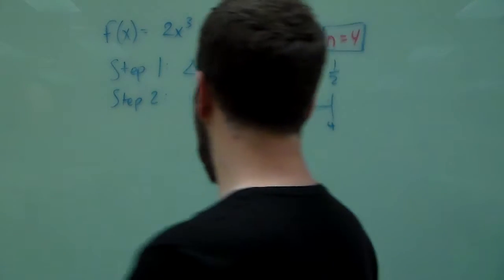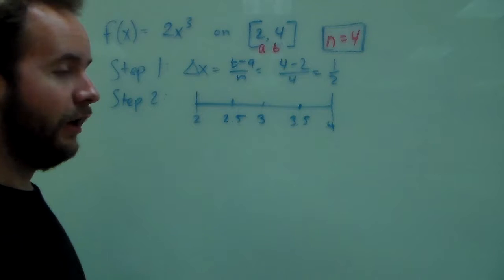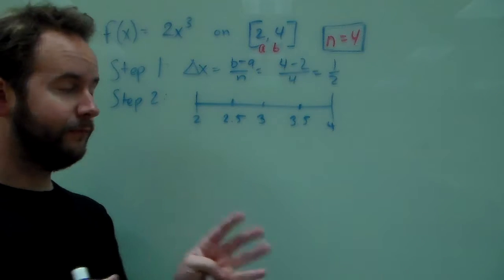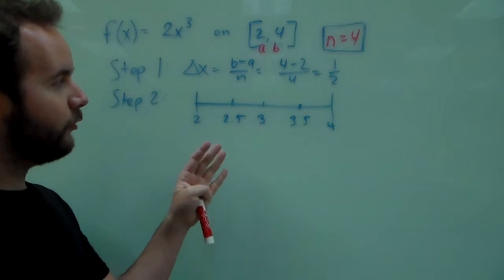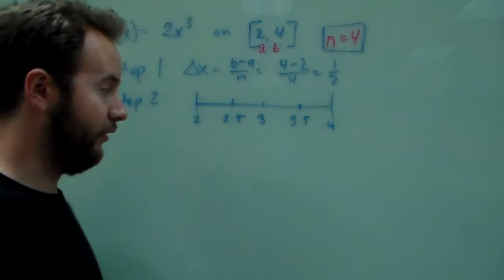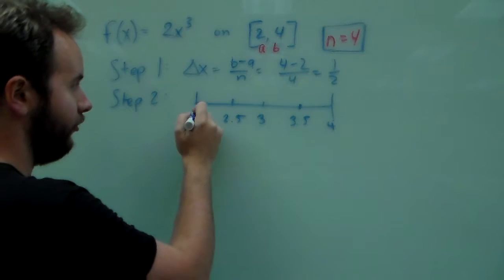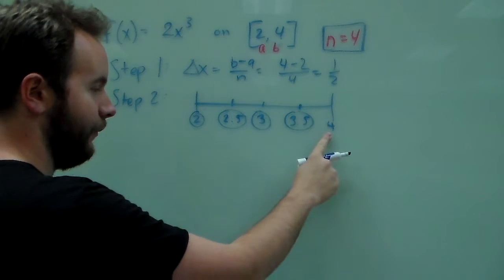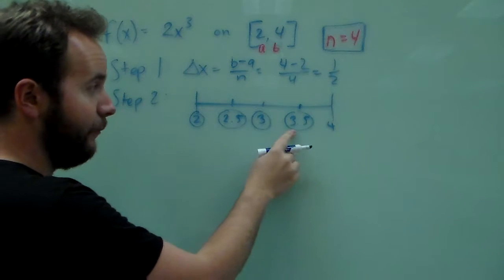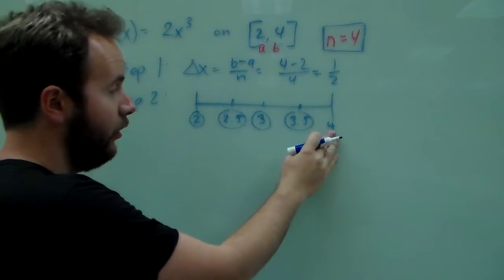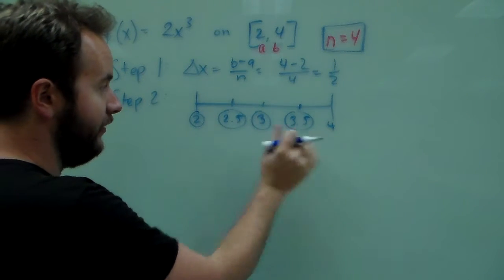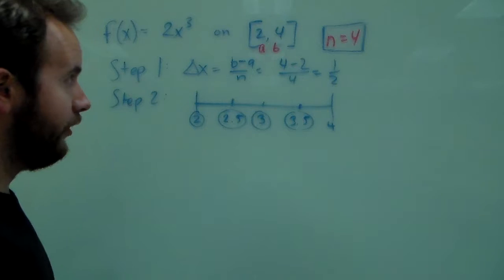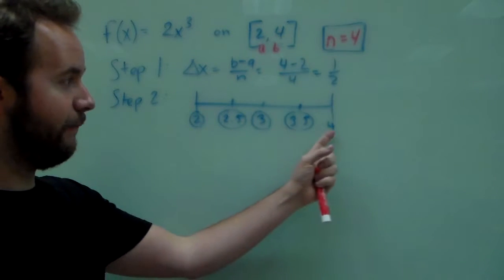Now, step 3 is to circle the endpoints we're looking for. Because we're being told to use the left endpoints, we're going to circle everything except B. So, when you use the left endpoints, you circle everything except B. When you use the right endpoints, you circle everything except A. Okay? Well, we're told here to use the left endpoint, so we circle everything except B.